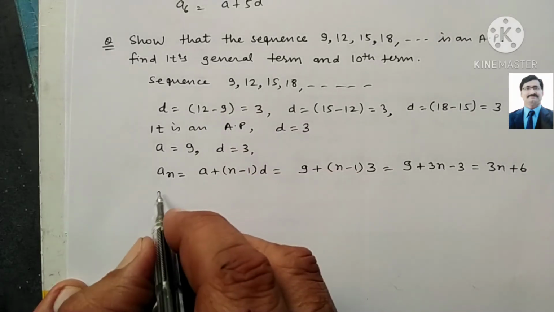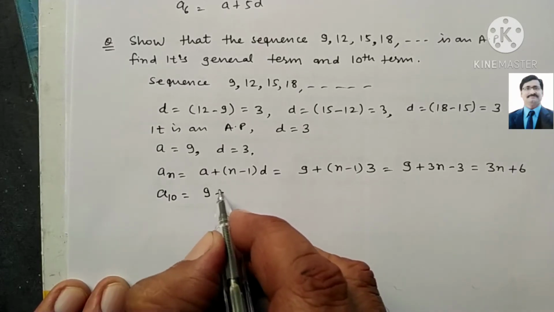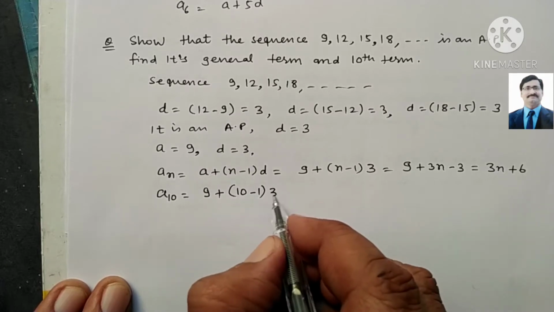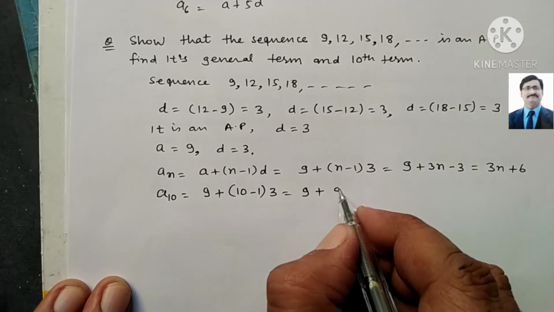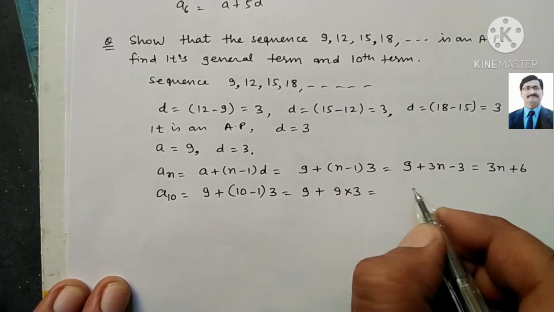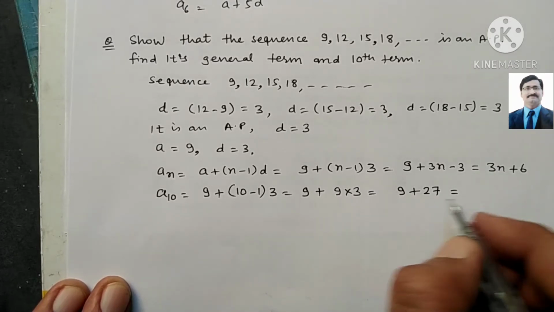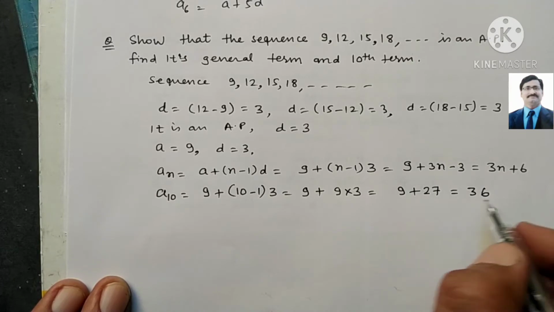Now we have to find the 10th term, meaning A10. A is 9, n is 10 minus 1, and D is 3. So 9 plus (10 minus 1) is 9, 9 into 3 is 27, and 27 and 9 we add, we get 36. So the 10th term is 36.